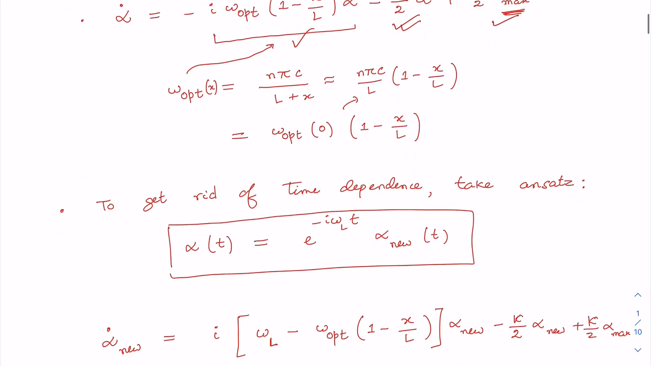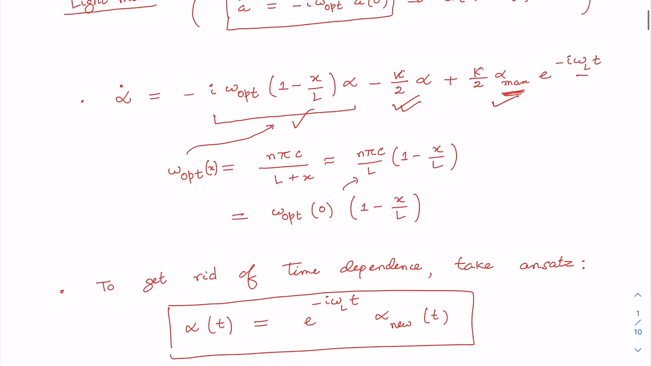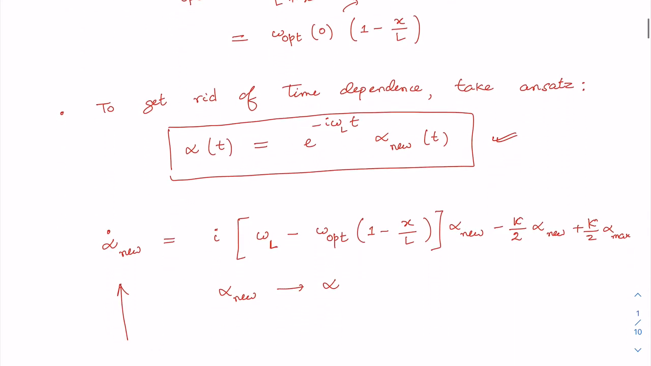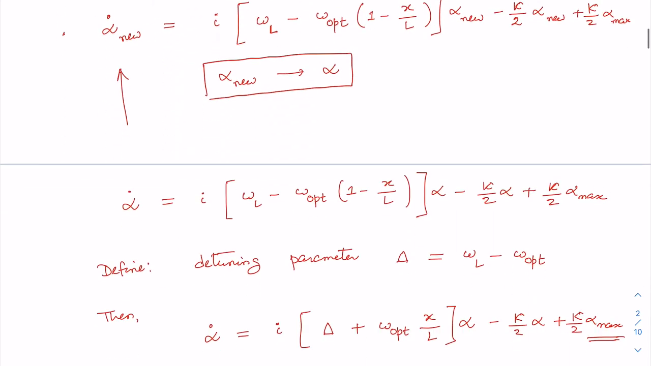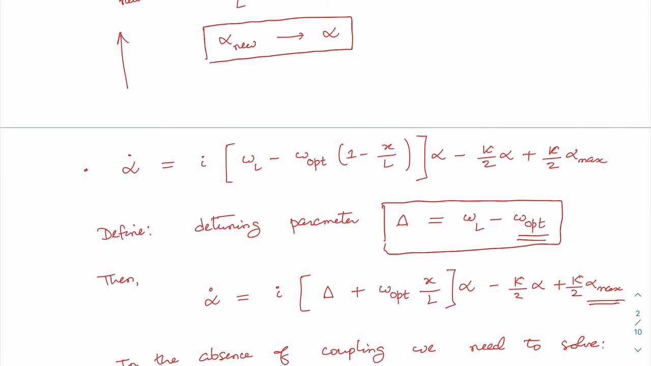So then we got rid of the time dependence in this light mode equation by going over to the rotating laser frame, and this is the transformation we made. After making the transformation, we get an equation with the new light variable, but for convenience, we again represent the new light variable by alpha. And then it resulted in this equation of motion for the light field. Then we define the detuning parameter as the difference between the laser frequency and the resonance frequency of the cavity, and we get an equation for the light mode.